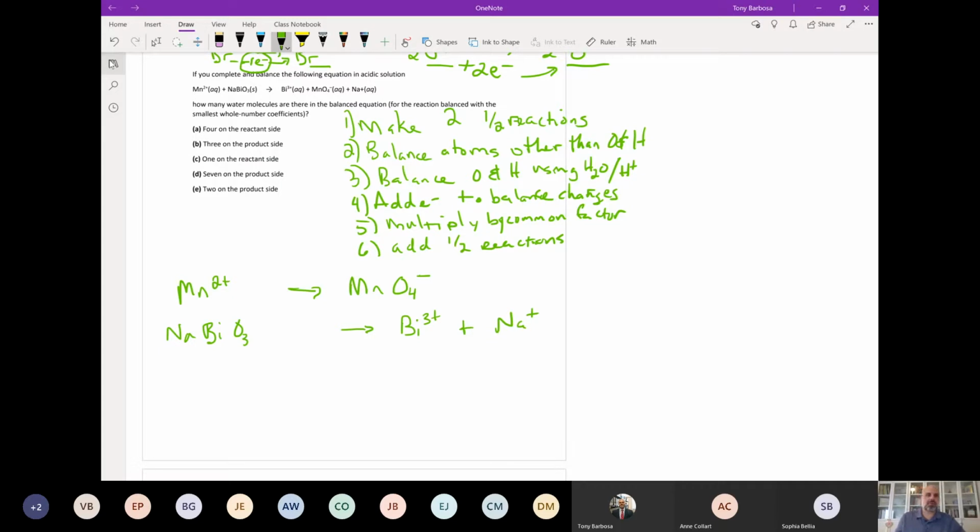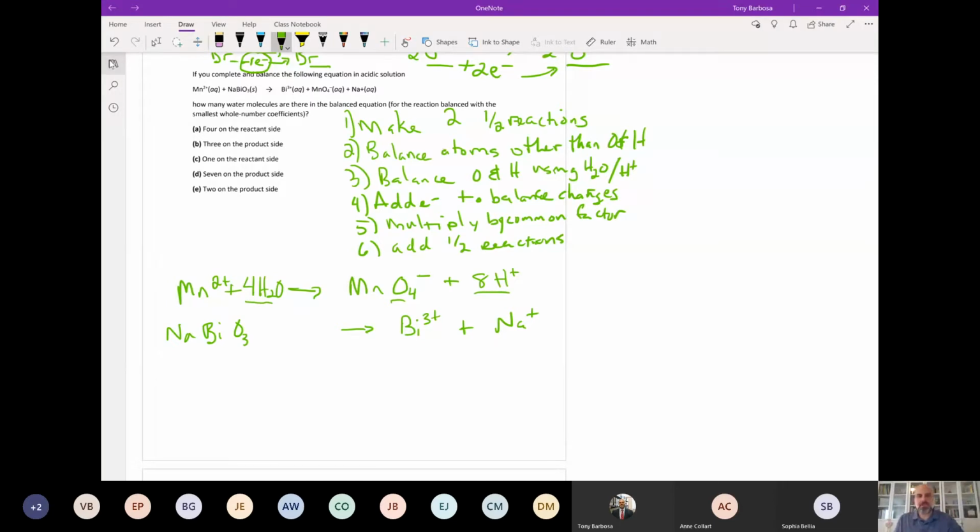So you can see, the first step we do is make the half reactions. Then we balance the atoms other than oxygen and hydrogen. We have one manganese on the left, one manganese on the right, so that's balanced. In the bottom equation, there's one sodium and one bismuth on both sides, so that's balanced. Then you balance the oxygen and hydrogen using water and protons. We need to add 4 water molecules to the left-hand side to balance the number of oxygens on the right-hand side. Then, we need to add 8 protons on the right-hand side to balance the 8 hydrogens on the left.